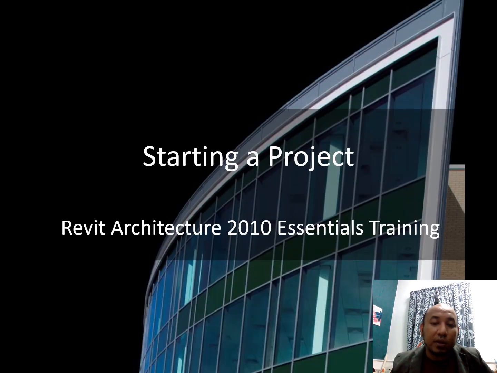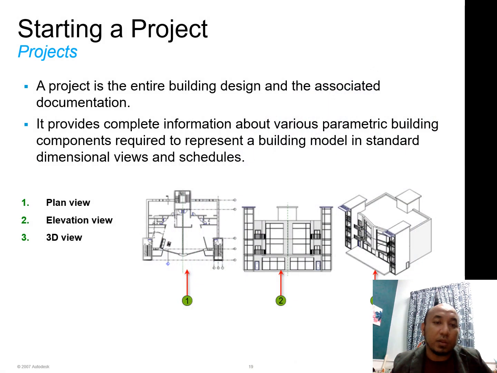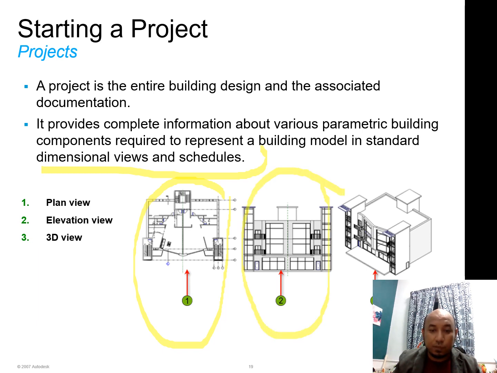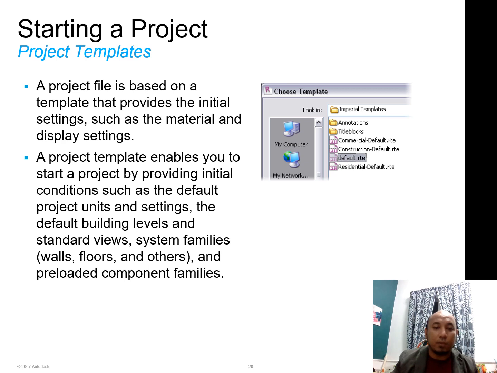So we go to starting a project. Okay, starting a project. A project is an entire building design and associated documentation. It provides complete information about the various parametric building components required and represents a building model in standard, dimensional view and schedule. Okay, so number one is a plan view. Okay, number two is an elevation view, and number three is a 3D view. I hope you're familiar with the views.